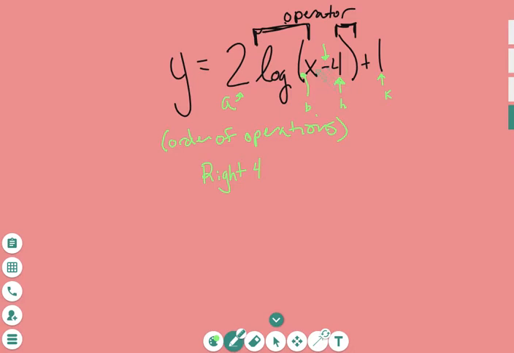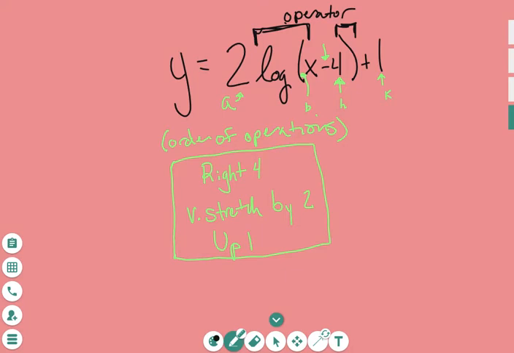Working my way out, following my order of operations, the next thing that would happen would be this 2. So then it's being vertically stretched by 2. And finally, the last thing I would do would be moving the graph up 1. So that would be an explanation of what's happening.